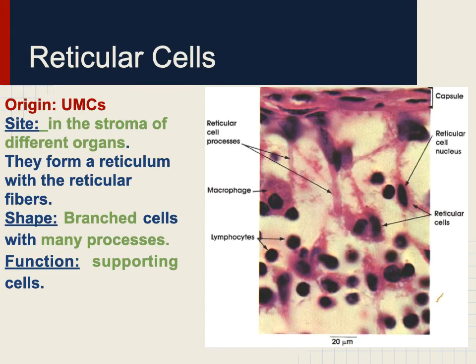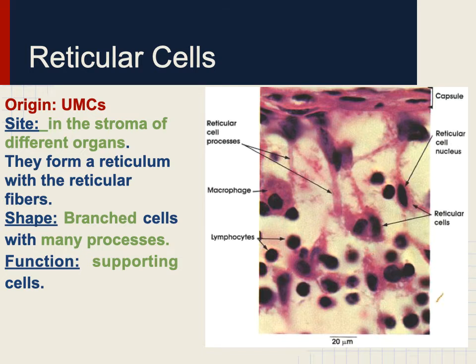The second type of cells is the reticular cells. Reticular cells originate from undifferentiated mesenchymal cells, and they are present in the stroma of different organs, like spleen, lymph nodes, etc. What is meant by the stroma? Each organ is formed of two elements: the functioning element and the supporting element, on which rest the functioning cells.